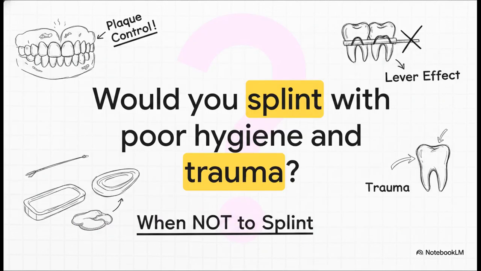So I'll leave you with this provocative clinical scenario to ponder before your next clinic session. If a patient presents with a moderately mobile tooth but has poor oral hygiene and unadjusted primary occlusal trauma, would you splint? Think critically about the biological trade-offs, the lever effect, and the strict requirements for plaque control we just explored. Understanding when not to splint is just as crucial as knowing how to splint. Keep that in mind and you'll be well on your way to mastering periodontal stabilization.